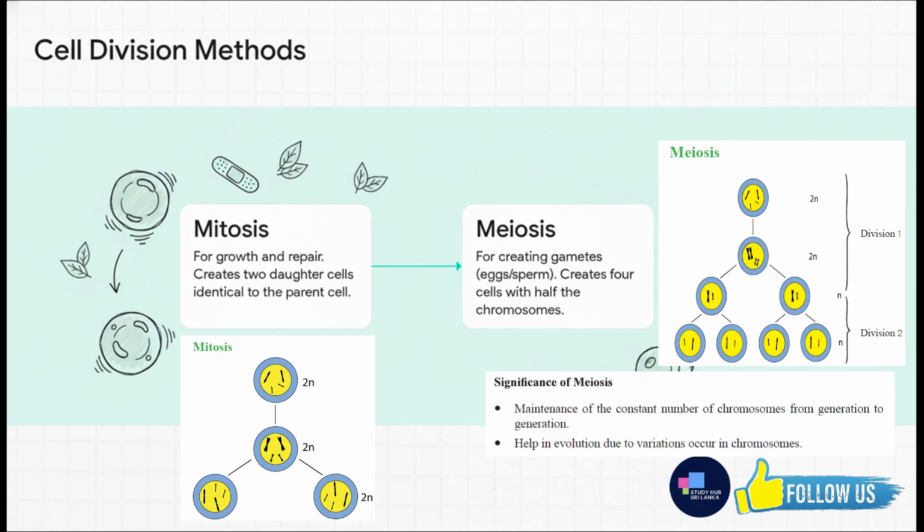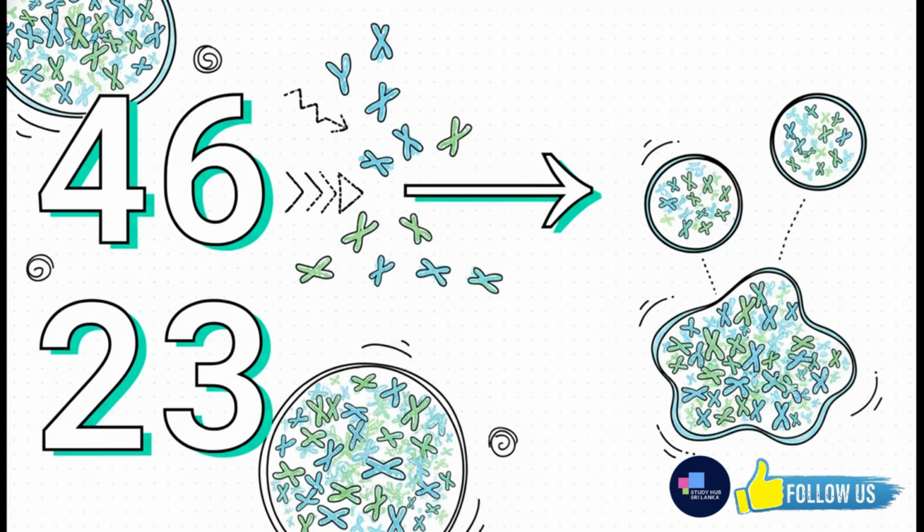Then there's meiosis. Now this one is special. It's only for producing gametes, sperm and eggs for reproduction. Now, the crucial point in meiosis is that it actually halves the number of chromosomes. So in humans, a cell that starts with 46 chromosomes will divide to create gametes with only 23. And this is absolutely essential for reproduction so the baby ends up with the right number of chromosomes.